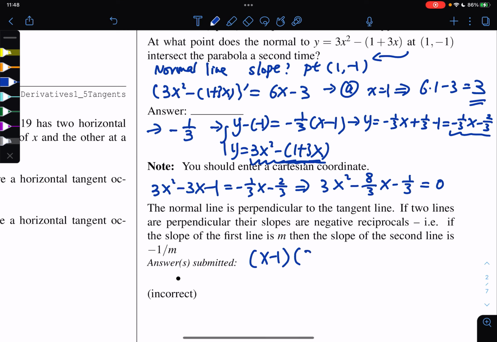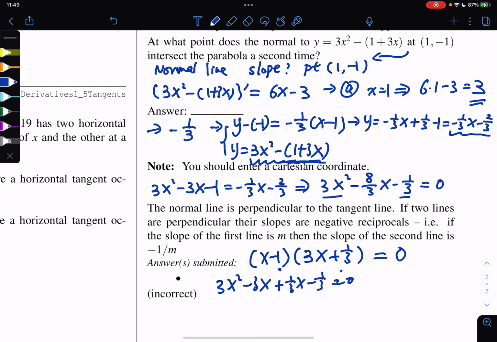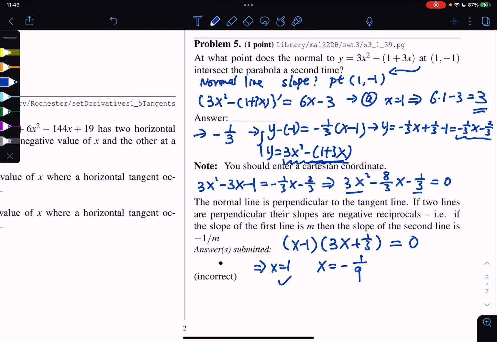Therefore, I need another factor, which is 3x, so I can find 3x squared. I also need a 1/3 to form the -1 times that gives me this. So I can take a quick look if my factor makes sense. I end up with 3x squared minus 3x, and then plus 1/3 x minus 1/3 equals 0. So yes, my factoring does make sense. I'm doing this correctly. So I'm going to say that means x equals 1, which is the given point, and x equals -1/9 is my other solution.